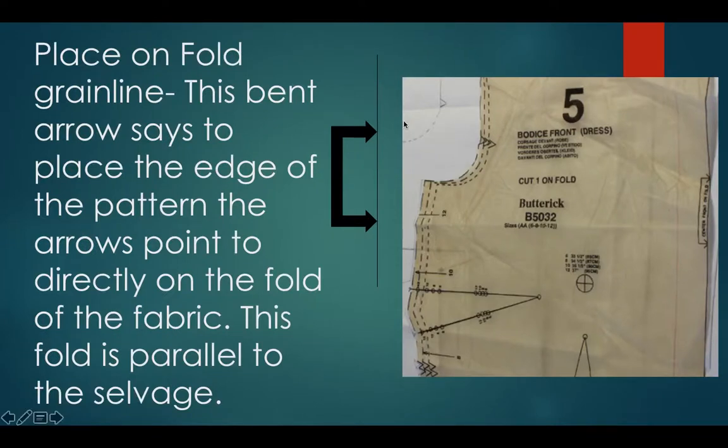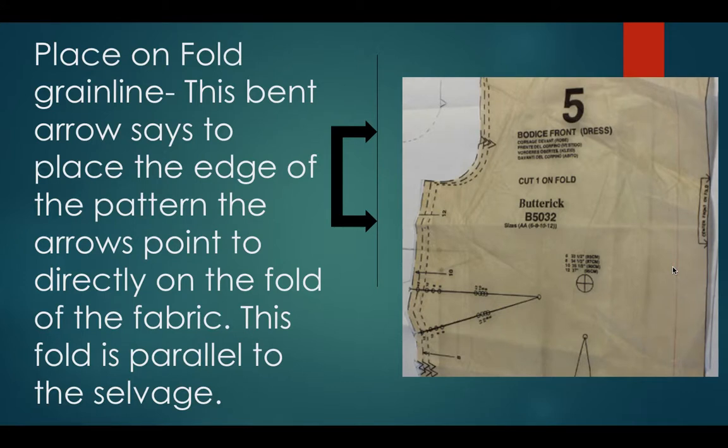Place on fold is the name of this symbol. It's a grain line, just like our other one, but we've bent the arrow so it's pointing to the edge of a pattern piece. So here's the edge of my pattern piece over here, and the arrow points exactly to that edge. What this means is literally place this edge of the pattern on the fold of fabric. That fold of fabric should be parallel to your selvage.